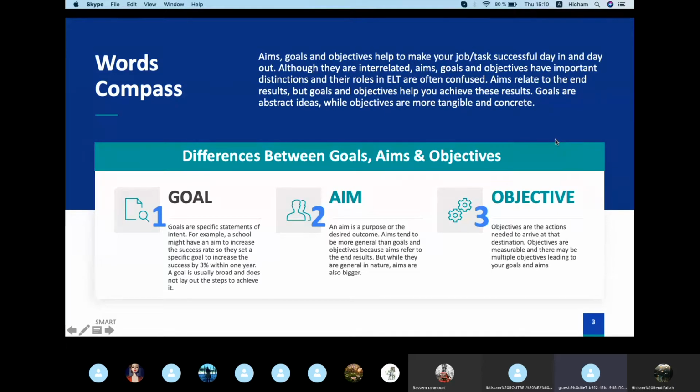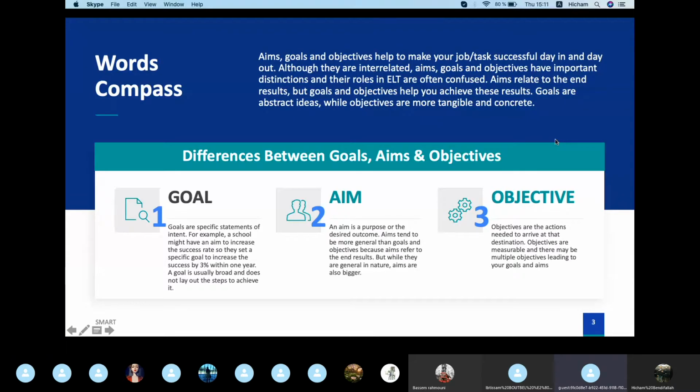So for your question, I think that the goal can be personal. It is a specific statement of intent, like increasing success rate by 3% within a year. So this goal can be something personal. But the aim is something that can be set at the very beginning, maybe of the year, and it's a bit general.